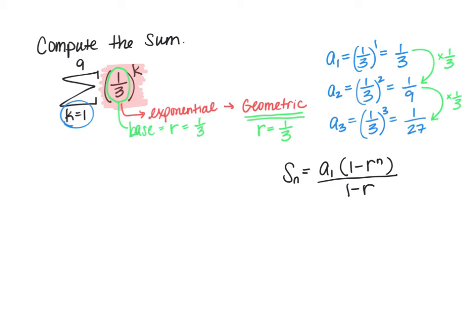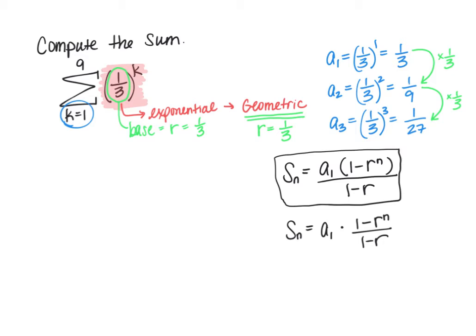Now, if you're working on a problem like this in ALEKS, ALEKS writes this formula a little bit differently. They basically rewrite the a sub 1 in front and then multiply it by the fraction 1 minus r to the n power over 1 minus r. But these are equivalent formulas. It doesn't matter which one you use. This one happens to be my preferred one.